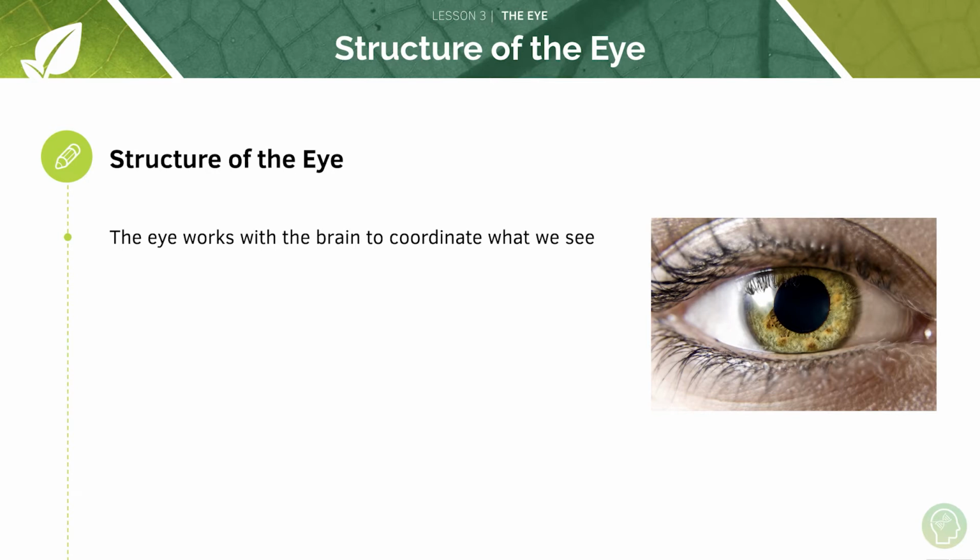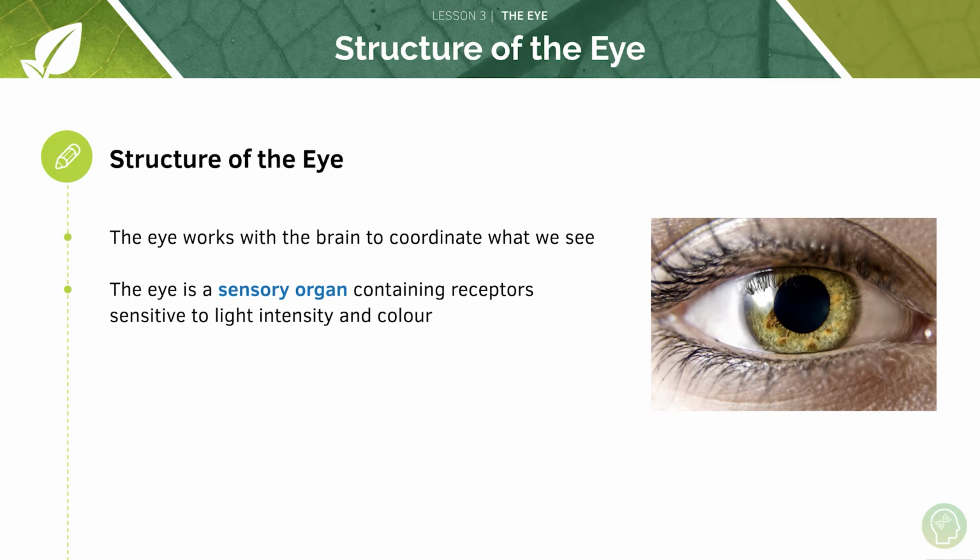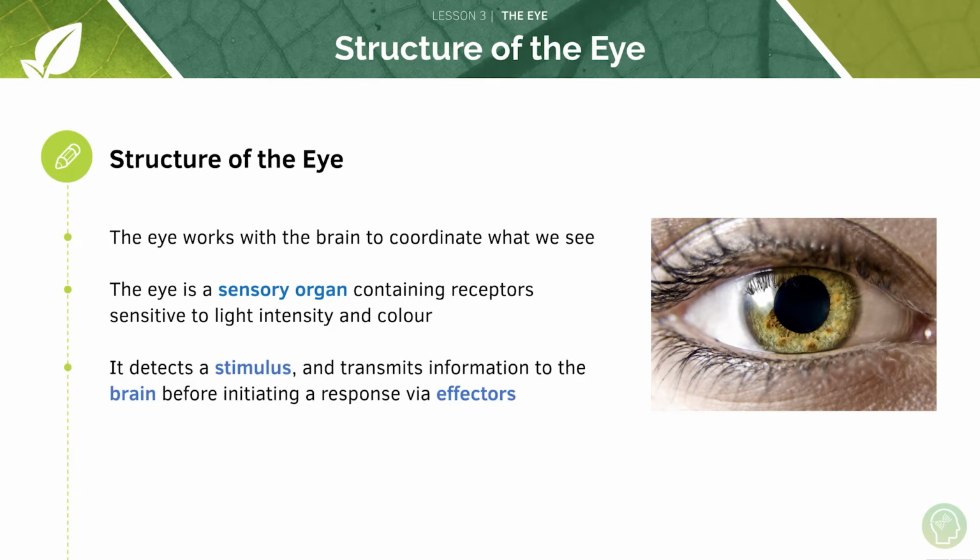So, what is the eye? Well, the eye works with the brain to coordinate what we see. And so it's a sensory organ, so it contains receptors that are sensitive to light intensity and colour. So therefore it detects a stimulus and transmits information to the brain, where a response is then initiated via effectors.